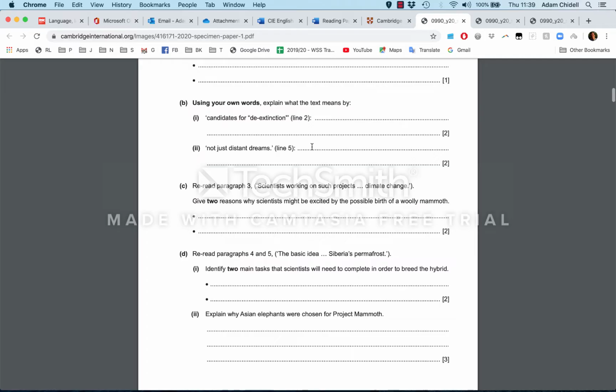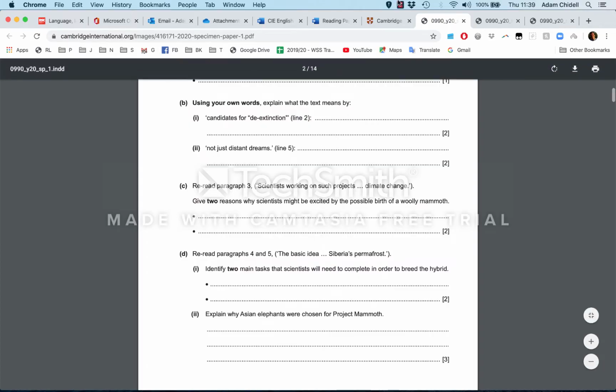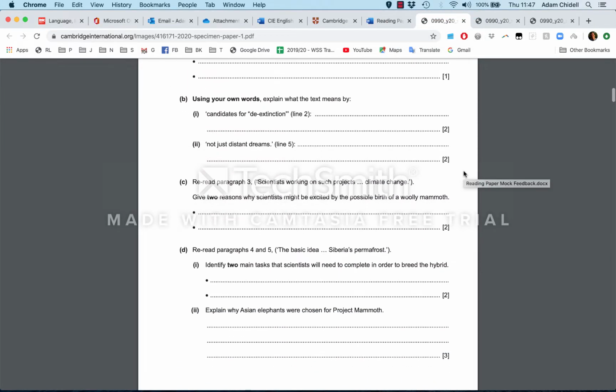And what CIE actually say in the mark scheme is that if you give a partial answer, you only get 1 of the 2 marks. So for instance, if here you missed out the far away element and simply said more than unrealistic hopes, they might only award you 1 mark. Okay, so you really need to make sure that you are engaging with and explaining the full phrase here. That's really important. Okay, let's scroll down to question 1C.